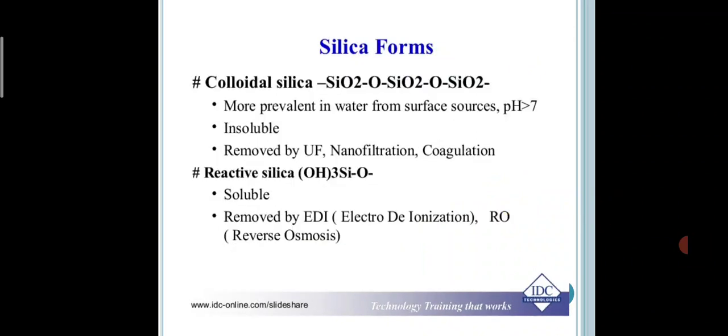Next, the forms of silica. Colloidal silica is more prevalent in water from surface sources, the pH value is higher than 7, it is insoluble, and is removed by UF, nanofiltration and coagulation. Reactive silica is soluble and removed by EDI. EDI means what? That is the electrodeionization method. RO means reverse osmosis. These are the methods used to remove silica.